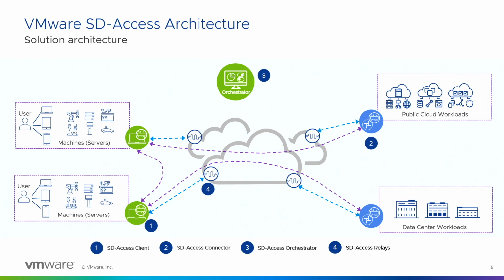And the third component is the SD-Access orchestrator. This is our cloud-based management portal, which is where the administrators or users can log into the portal and then configure security policies and routing policies, and will also be able to monitor the user traffic and the networks. Then finally, we have the SD-Access relays. These are the optimization relays out there on the internet, and they facilitate the end-to-end connectivity between different devices on the SD-Access fabric.